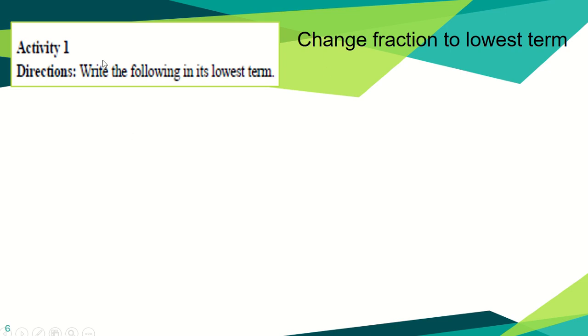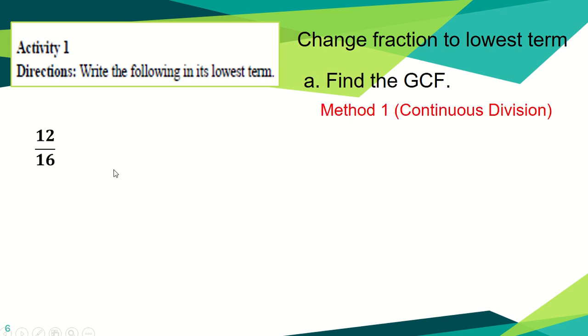Activity 1, write the following in its lowest term. So, paano ba tayo mag-change in lowest term? Kasi ito daw, susulat mo in lowest term. So, for example, we have 12/16. Step 1 is find the GCF. Ang gagamitin muna natin, yung method 1, which is continuous division. Naturo ko na to before.